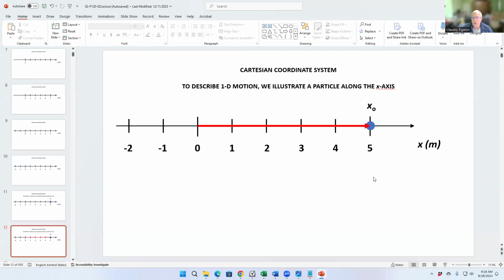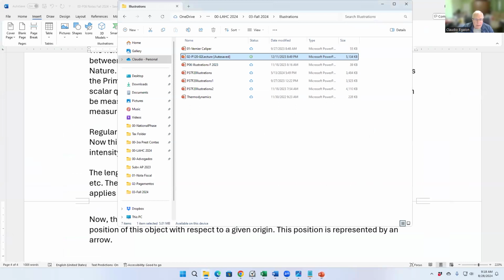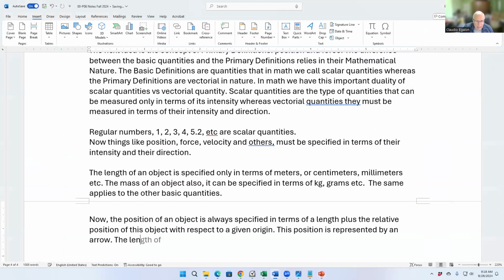Position is a vector, but there are other types of vectors. Position of an object is defined in terms of the length of an arrow that goes from the origin of an axis to the position of where an object is. Okay? So keep that in mind. The length of this arrow is the scalar part of your vector.